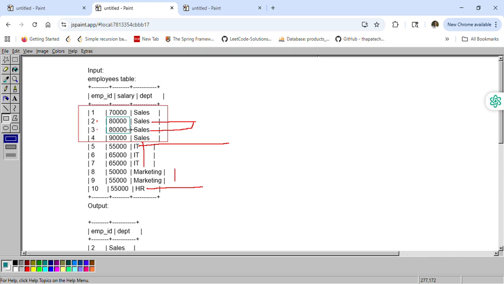You want to include all of them as second highest, so dense rank should work correctly in that case. That's why we have to use the dense rank function of MySQL, along with partitioning the data based on the department, because we are finding the second highest for each department, in descending order. So this is the main idea basically.